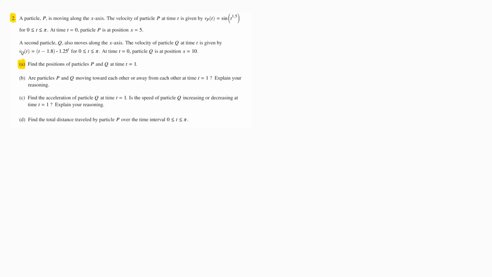So they want us to find the position of particles P and Q at time t equals 1. Particle P is the top particle here. It's moving along the x-axis, and its velocity is given by this equation here. Importantly for us, at time 0, its initial position where it's starting from is given to us as 5. Then the second particle, particle Q, is also moving along the x-axis, also given a velocity equation to work with, and also given a starting position right here.